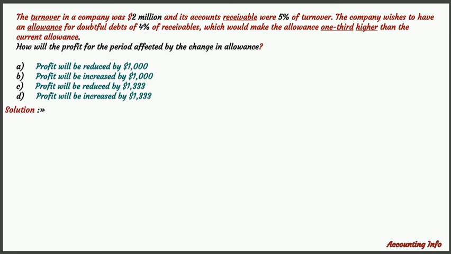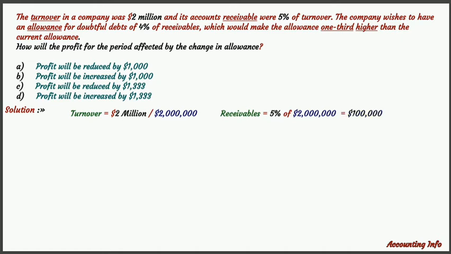First of all, we will write down the data given in the question one by one. First one is, revenue of a company, also called turnover, is equal to $2 million. As given in the question, the receivables or debtors is 5% of turnover. So, calculate 5% of $2 million in order to find out the receivables. So it is equal to $100,000.